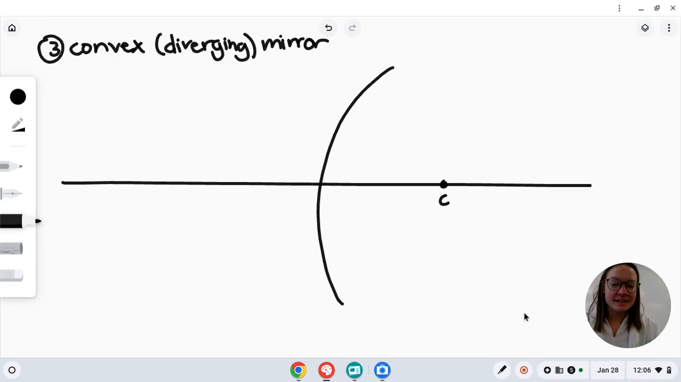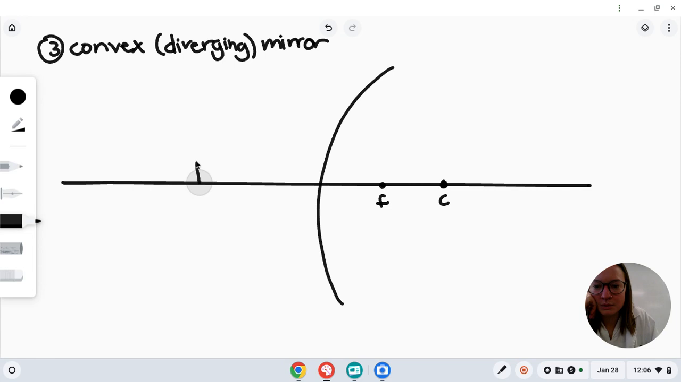Okay, here we go. A diverging mirror, or a convex mirror. Once you've labeled C, once again, you do need to label your focal point here, like this. And then let's put an object over here out in the real world. A nice little object right here out in the real world, like this.